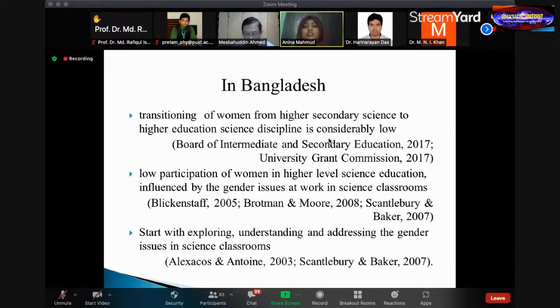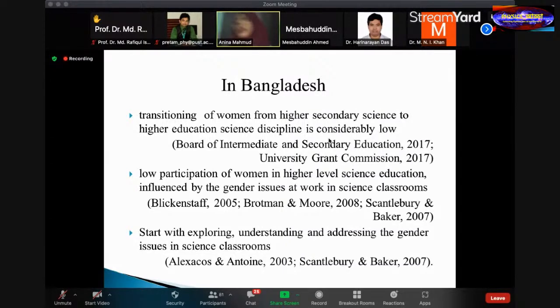First, the transition of women from lower grades of science, for example from higher secondary science, to higher education science disciplines is considerably low in Bangladesh. Women's participation in higher education in science is very low. In different studies, we have found that various gender issues work at different levels of science education, and these issues cause the marginalization and exclusion of women from higher education science. For equality and increased participation of women, we need to explore, understand and address this issue.